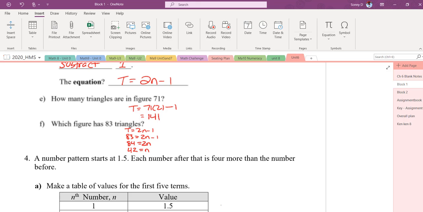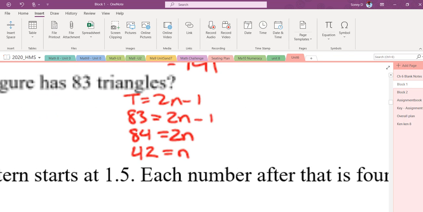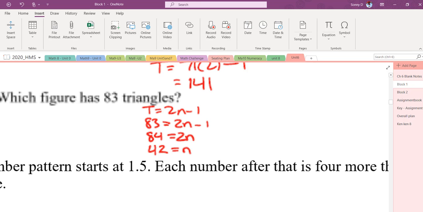So, when you're creating equations, right, use appropriate variables. I use t is equal to 2n minus 1, t standing for number of triangles, right? So E and F. Yes, David. 2 times 71 minus 1. Yeah. Yep. And F you're solving, which I've shown up here, right? You should have come up with 42, right?